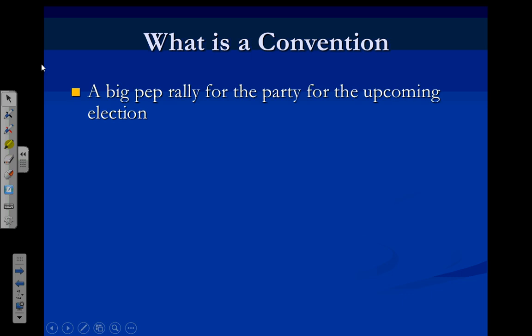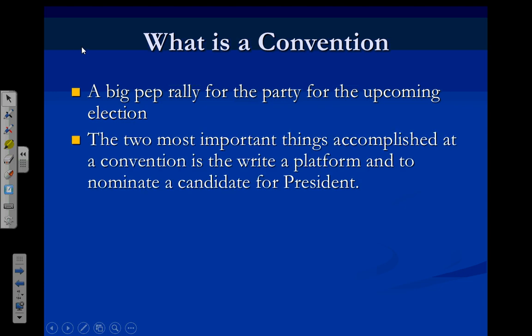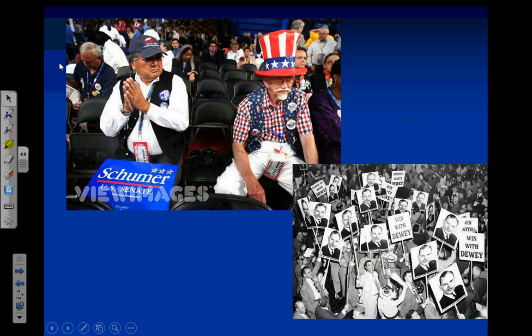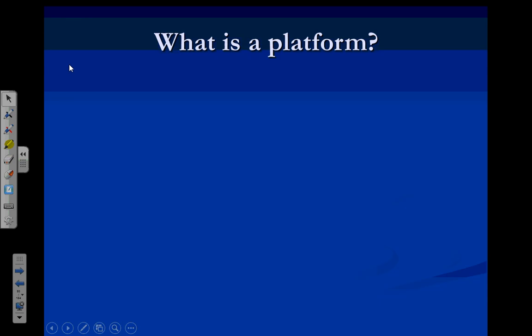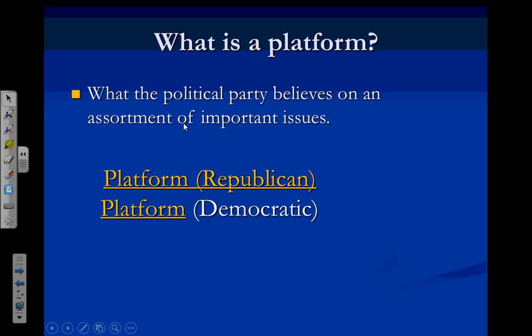The candidate and a bunch of party members will get together along with other party leaders, and they'll give speeches. They'll have music playing. It'll be kind of like rallying the troops. But there are two major things that get accomplished. One is they write their platform. Now, the platform is what the Republicans and Democrats stand for. If you want to know what the Democrats believe when it comes to the environment or jobs or really anything in society, read their platform. Same with the Republicans. It's what the party believes in, an assortment of all issues.